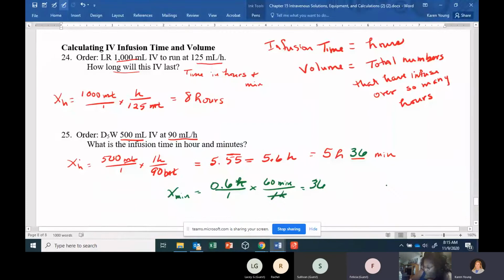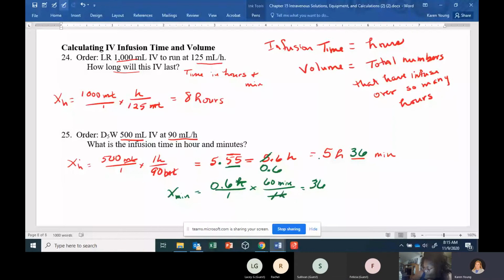Where did you get the 0.6 from? When I rounded the 5.55 right here. The 5.55 will round to 5.6. So I'm just taking the 5 off to get the 0.6, because all I want to look at is the decimal number, because the 5 is my hours and I'm taking it out over here. Okay.